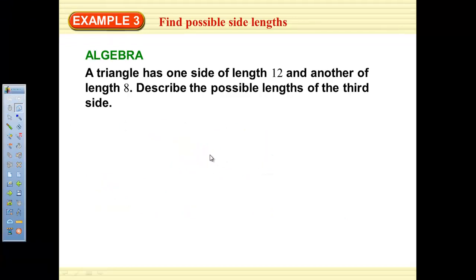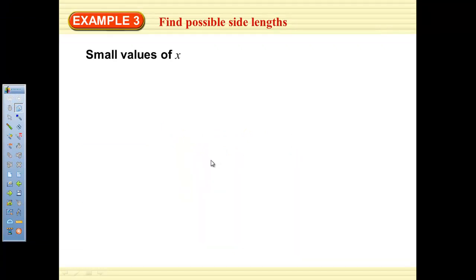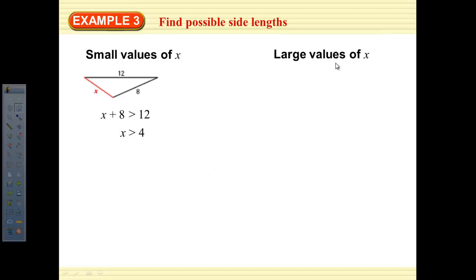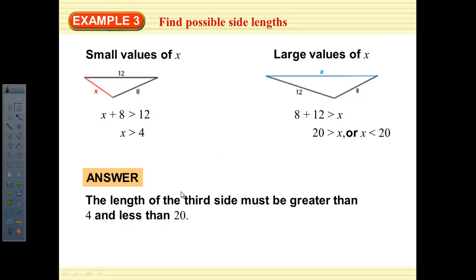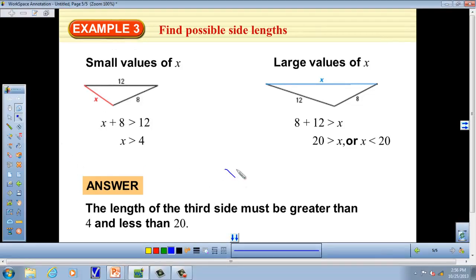So the book does it differently, but we'll get the same answer. Watch. We've got 12 and 8 here, so that means that it has to be greater than 4. And for large values of x, we know that this x, as these move down, has to be less than 20. So therefore, we would say, again, greater than 4, less than 20. Another way of writing that would be x is less than 20 and greater than 4. Make sure when you do this that it's less than this way and less than there.